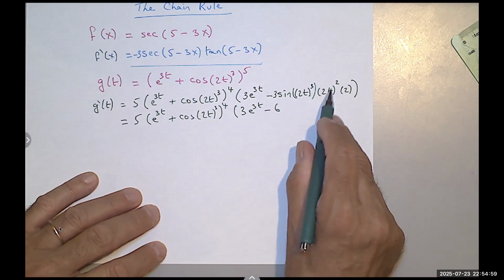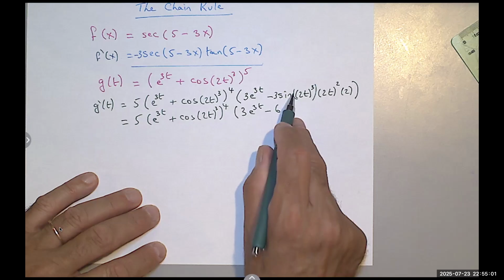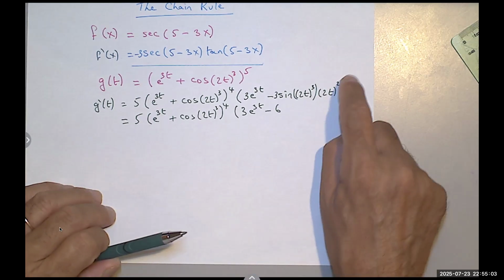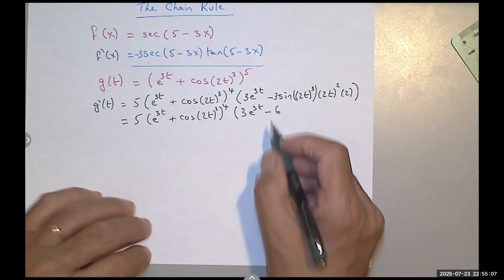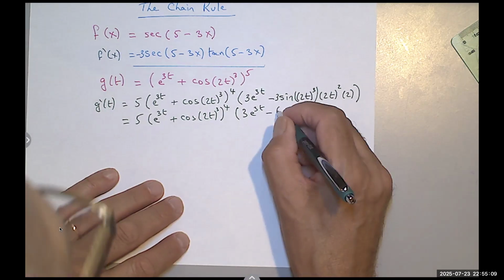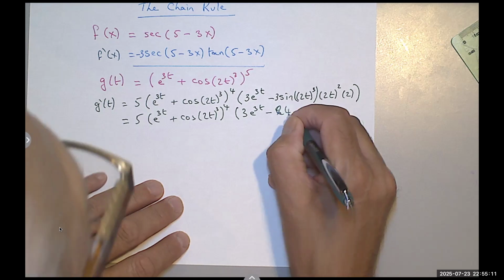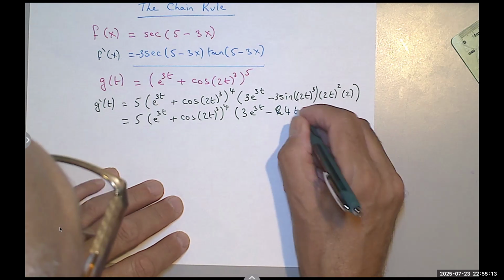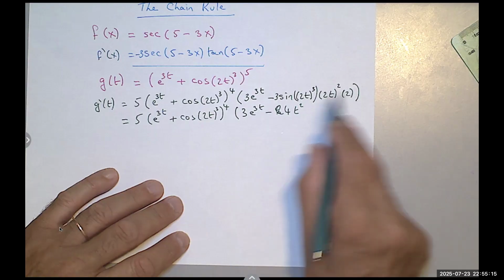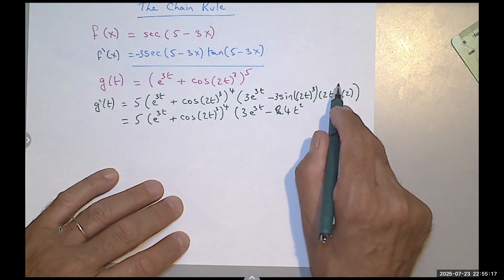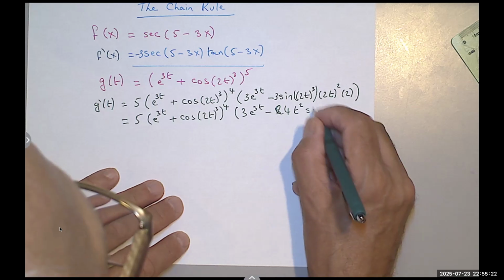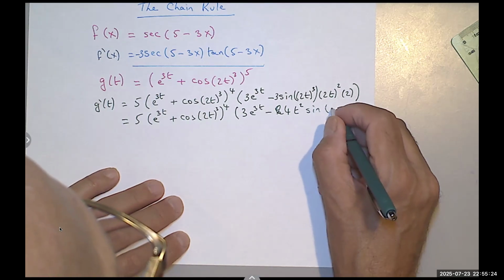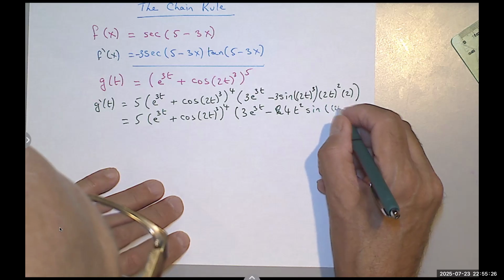So the 2t square is not inside. 2t quantity square is 4t square. So in fact, instead of making that 6, I can make that 24t square. So 3 times 2 is 6, times 2 square is 24. And t square, here it is, sine of 2t cubed.